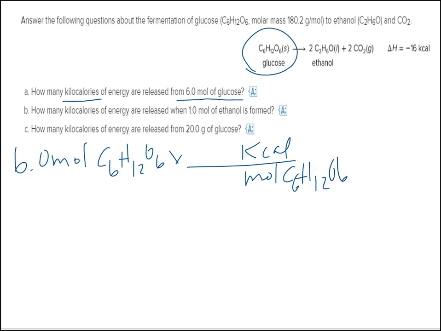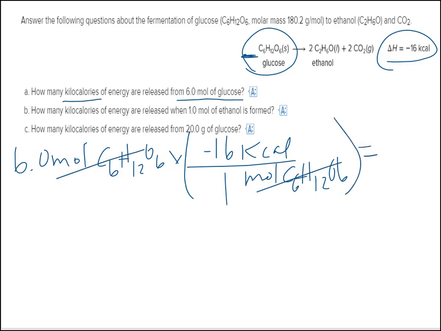Okay, so let's look at our balanced equation. How many moles of glucose does my balanced equation have? 1. And what does it say my delta H is? Negative 16. So I'm going to plug in 6 times negative 16 divided by 1. My moles of glucose cancel out. And I should get negative 96 kcals. And I started with 2 sig figs, so I'm ending with 2 sig figs.